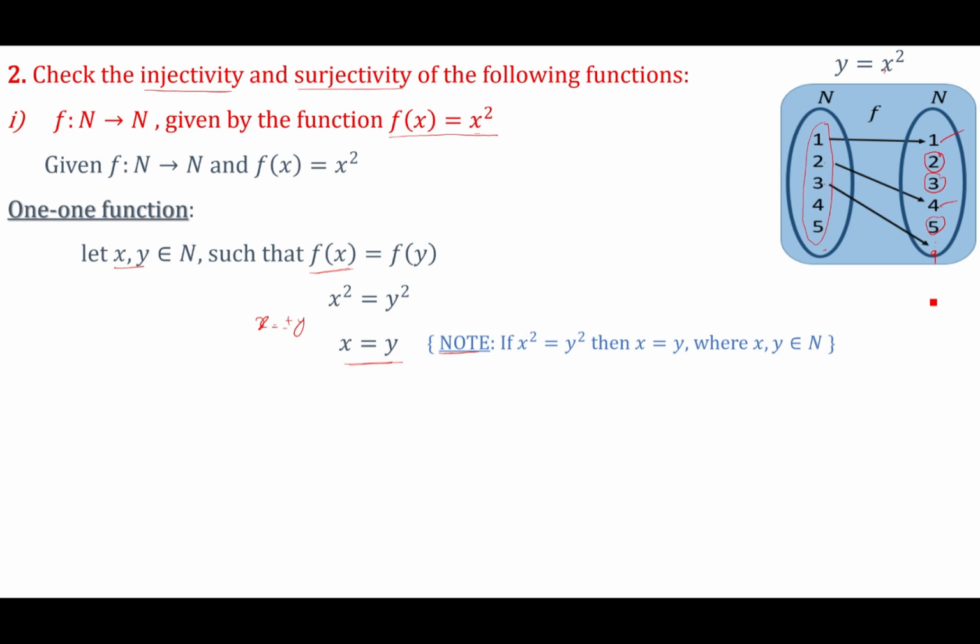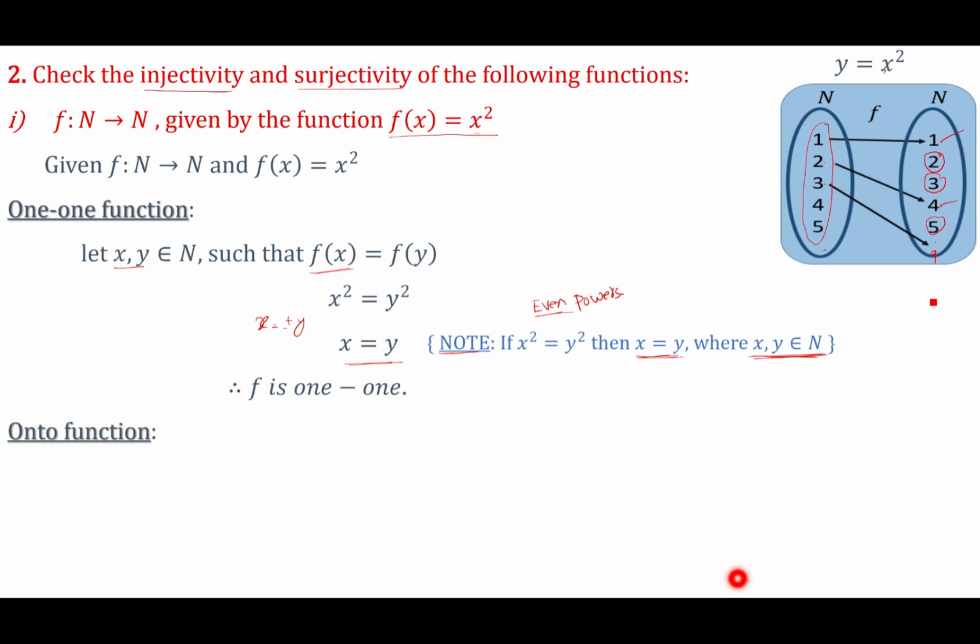If x squared is equal to y squared, for even powers, then x is equal to y if x and y belong to natural numbers. If x and y belong to real numbers, then it is not equal. So in this question, x and y belong to natural numbers. That is why I'm saying x is equal to y for even powers. So the given function is 1-1.